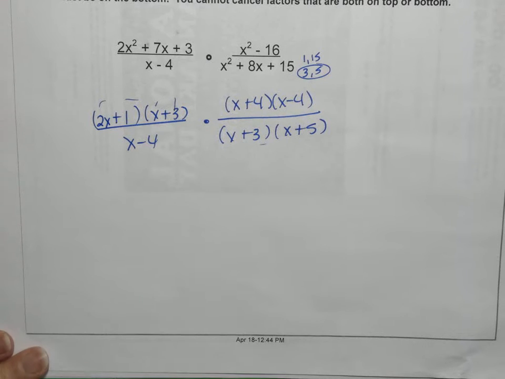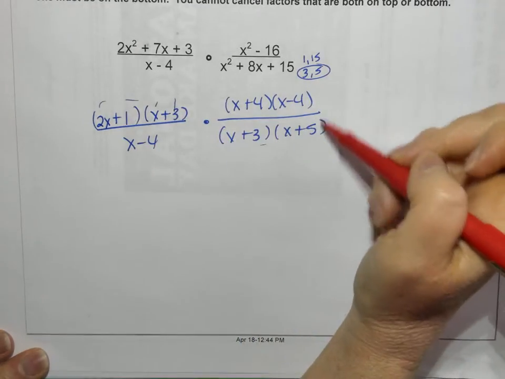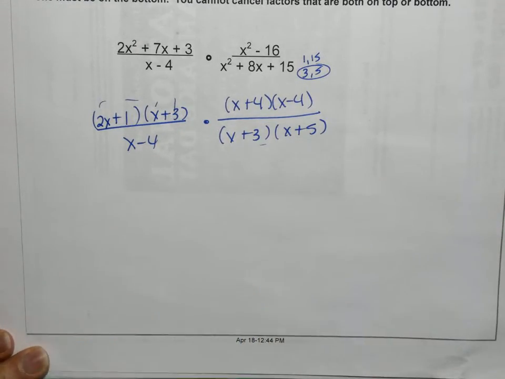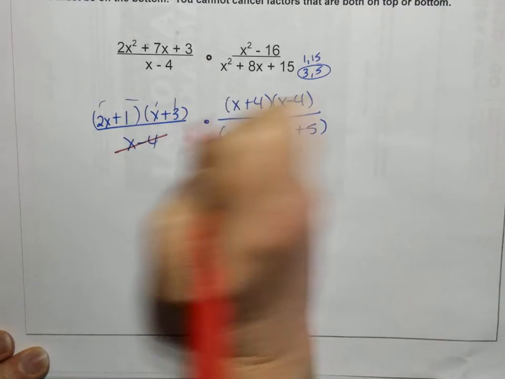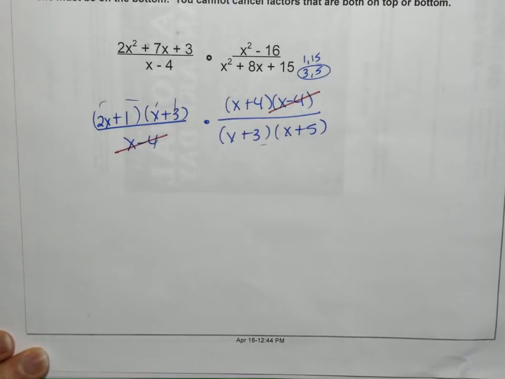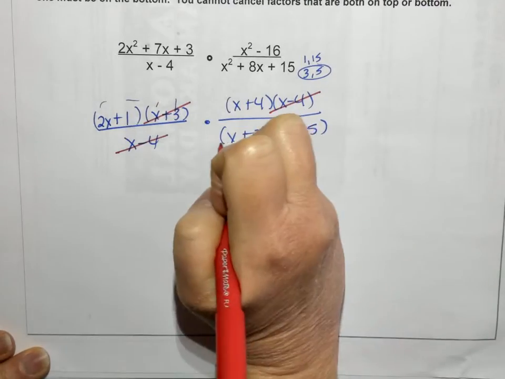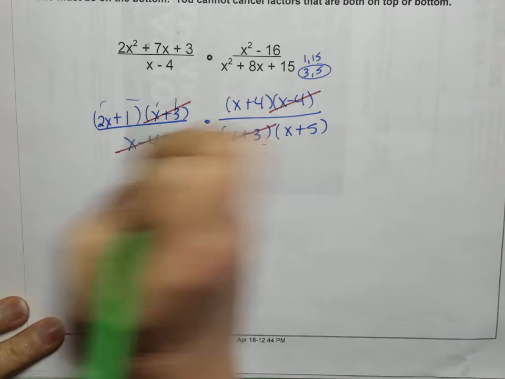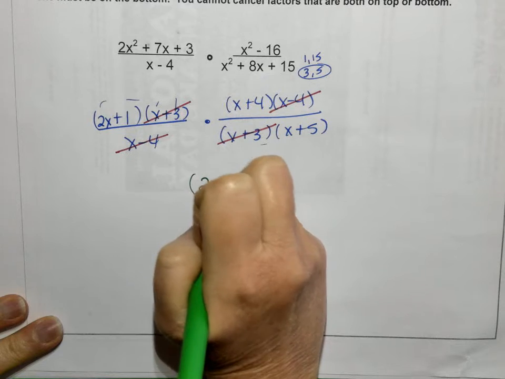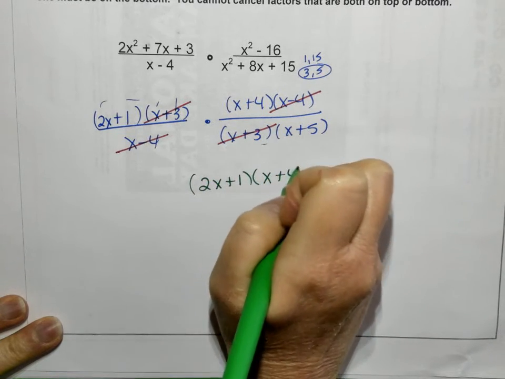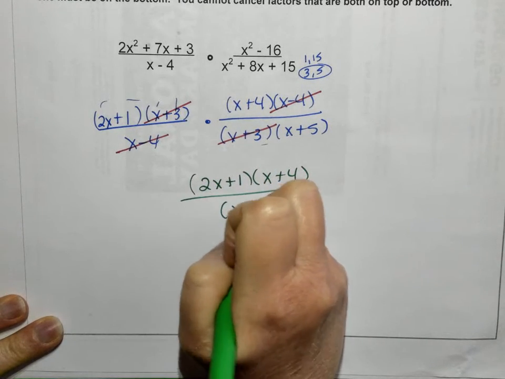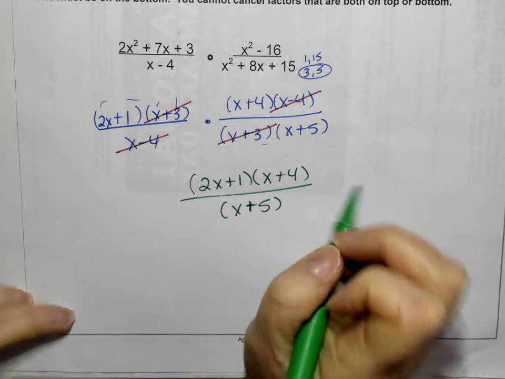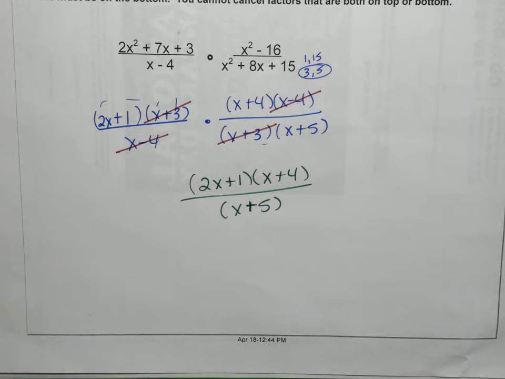Okay, now looking, remember, one has to be on top and one has to be on bottom. If I look straight up and down, okay, there's nothing there. But if I look across, there's an x minus 4 and an x minus 4. And here's an x plus 3 and an x plus 3, resulting in our final answer of, don't have to multiply this out, 2x plus 1 times x plus 4 all over x plus 5. I don't want you to multiply this out. It's okay to leave your answer just like that. Okay, let's try another one.